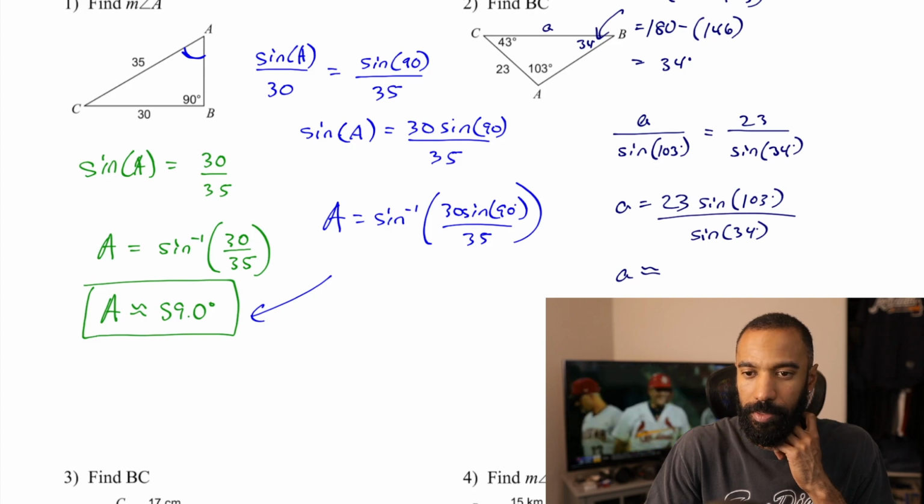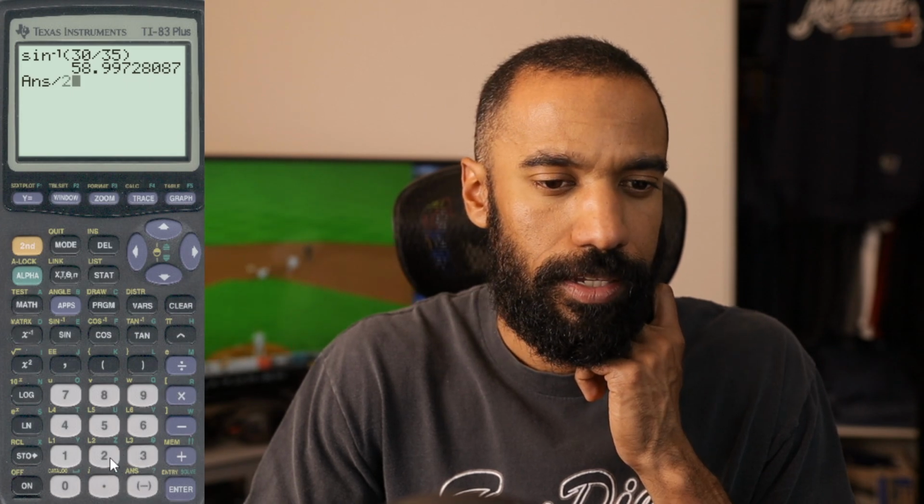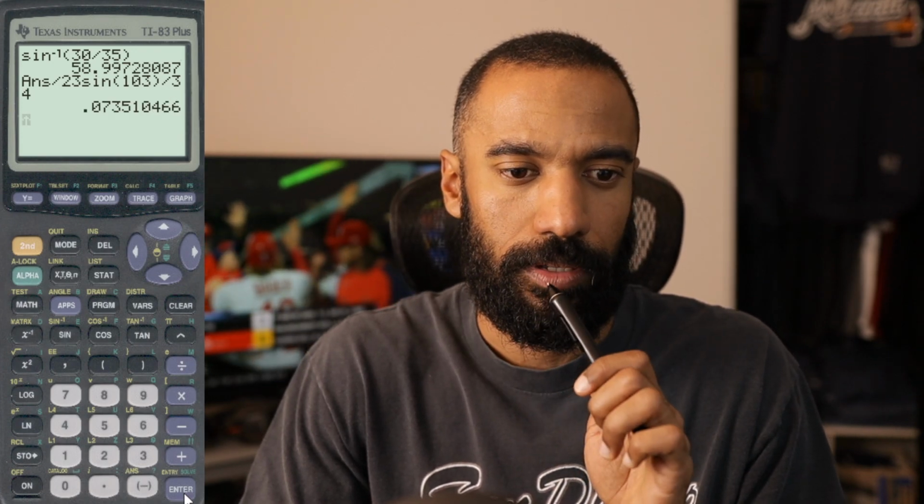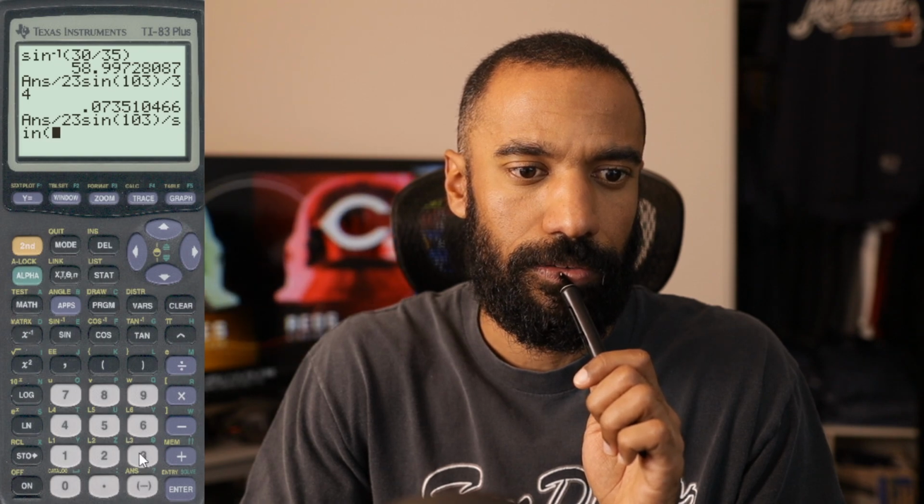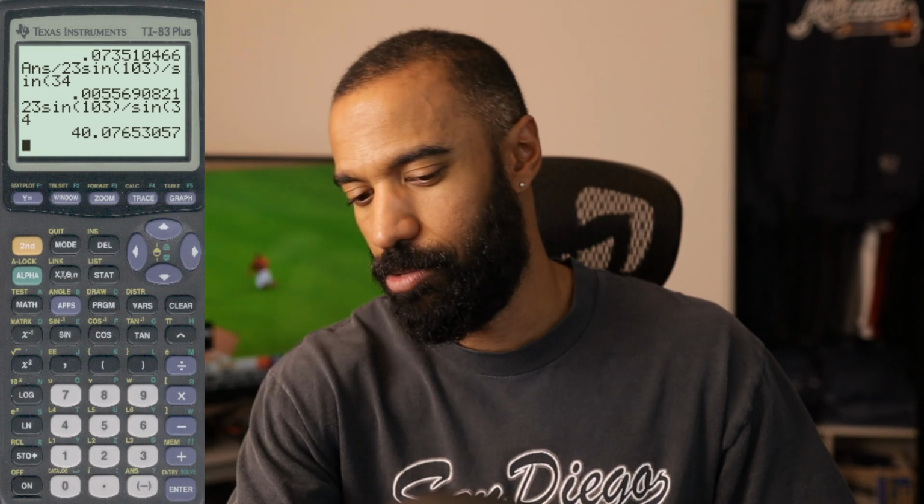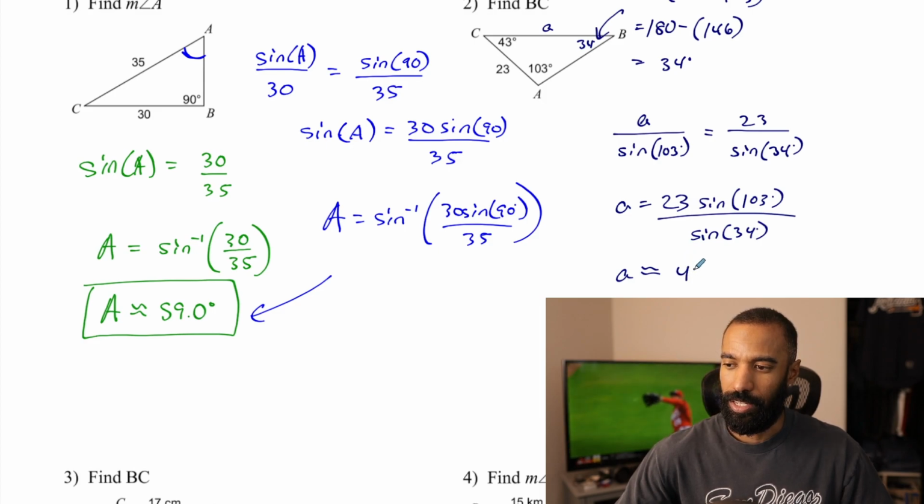Let's go to the calculator. Give me one moment. Okay, so let's do 23 times sine of 103, over sine of 34. Yeah, that doesn't look right. Oh, not divided by, I'm sorry. Let me do this again. I hit a divide button that never should have been. Okay, there we go. So don't just trust an answer when it says this is going to round differently. This is 40.1. So A is about 40.1 units in length here.